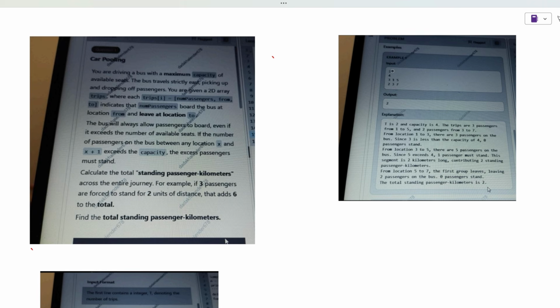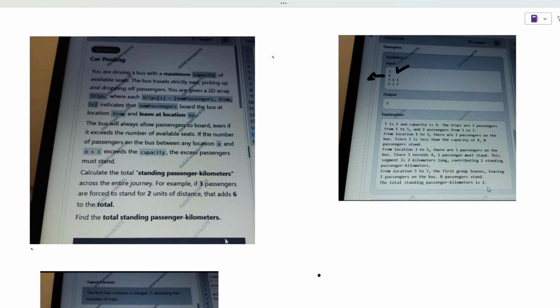It will be easy. So first of all, how many trips will there be? 2 trips are given here. Capacity of the bus is 4. Then 2 trips: 3 passengers will be on board starting from the first point to the fifth point, and then 2 passengers will be on board starting from 3 and going to 7.